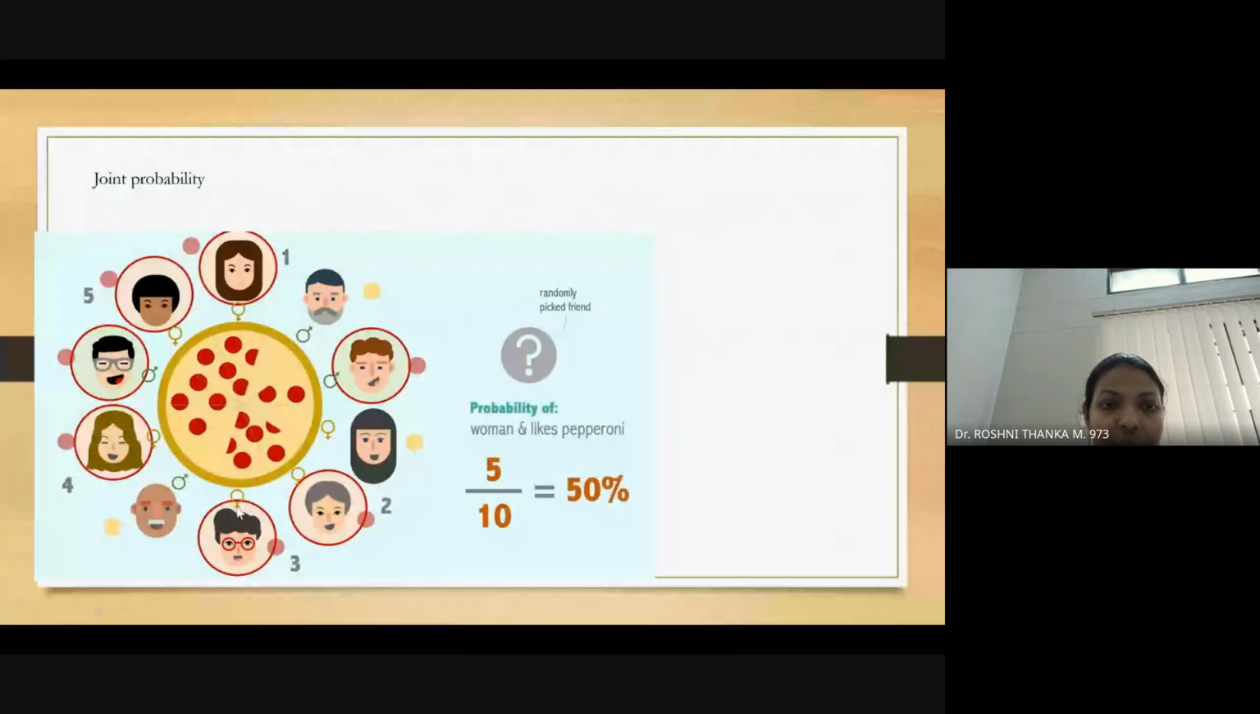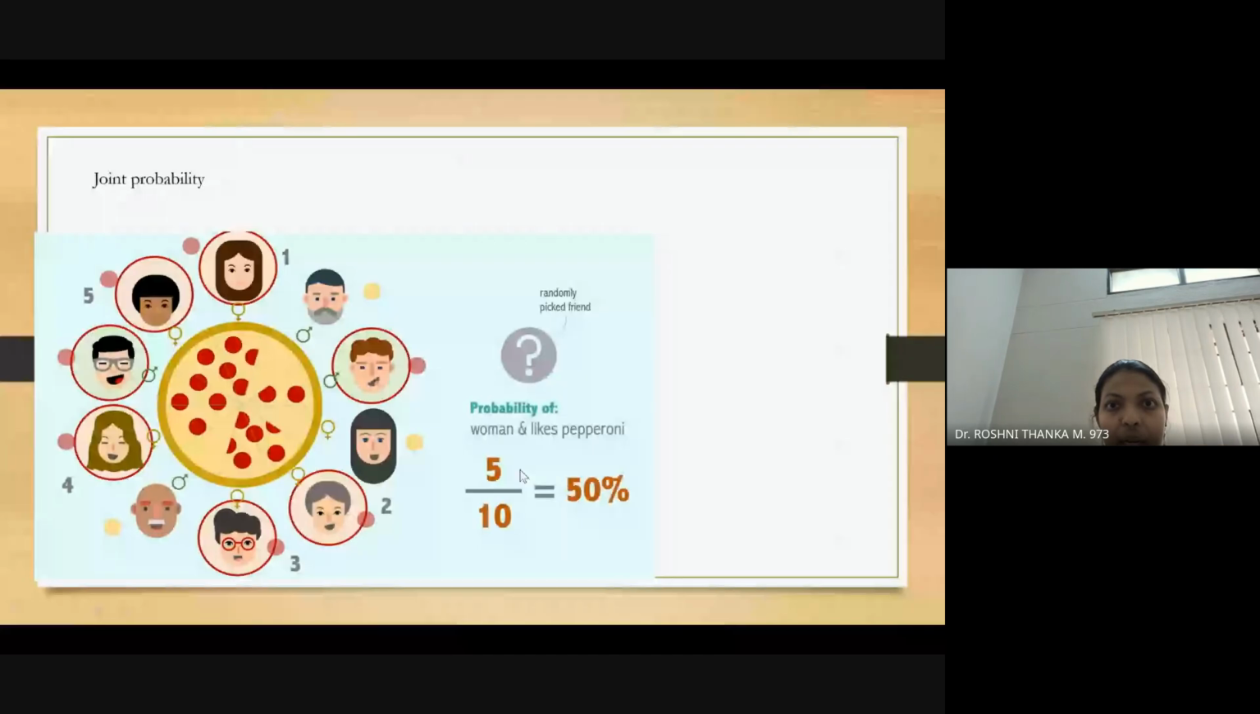Out of these 6 women, the condition is that the person should be a woman and should like pepperoni. So out of these 10, matching these two conditions, women and pepperoni, how many are there? 5, because 3 don't like pepperoni, out of which 1 is a woman. So out of 10, 5 satisfy both conditions, woman and liking pepperoni. So what is the joint probability? That is 50 percent. Out of 10 people, women and liking pepperoni.